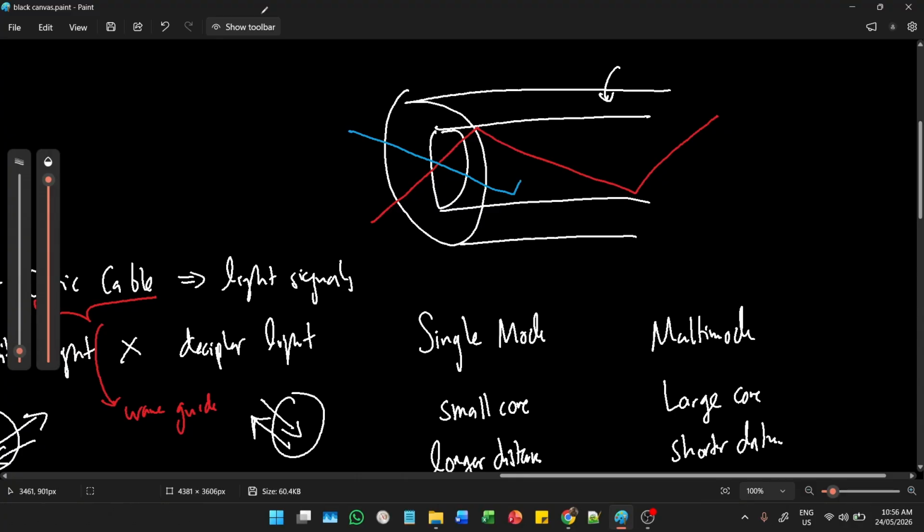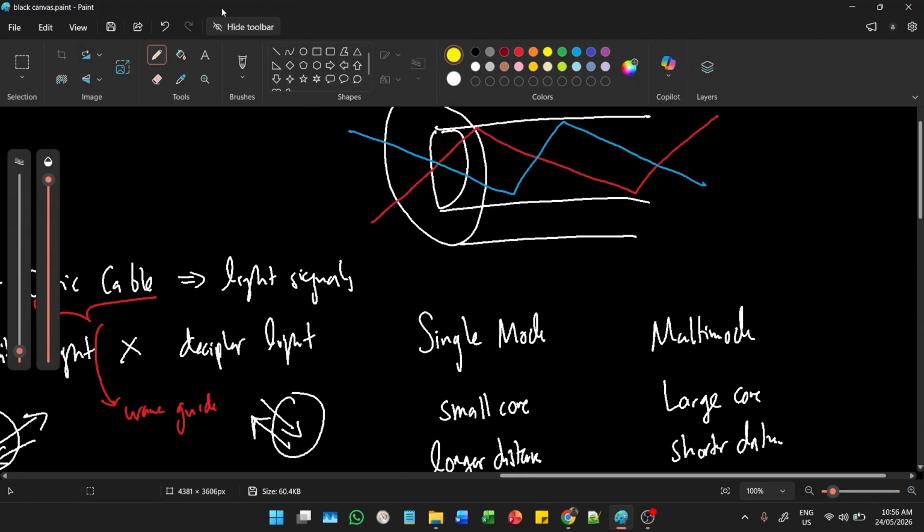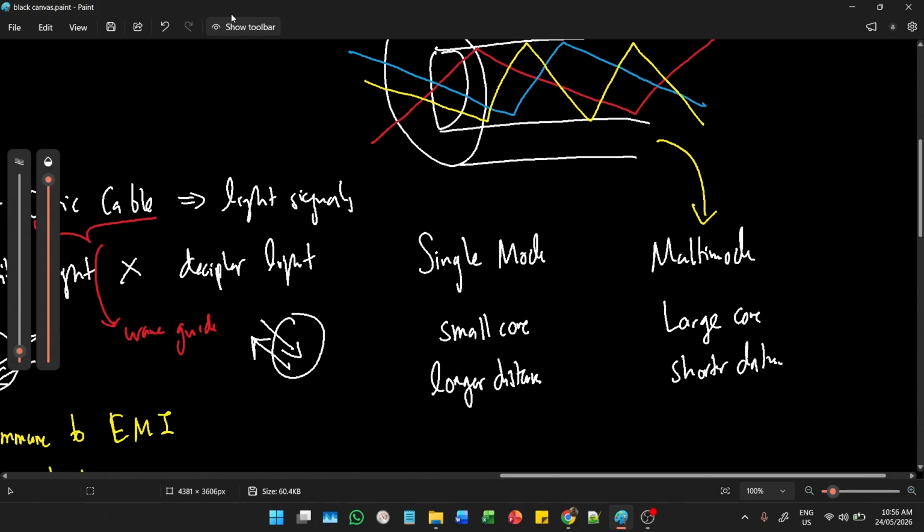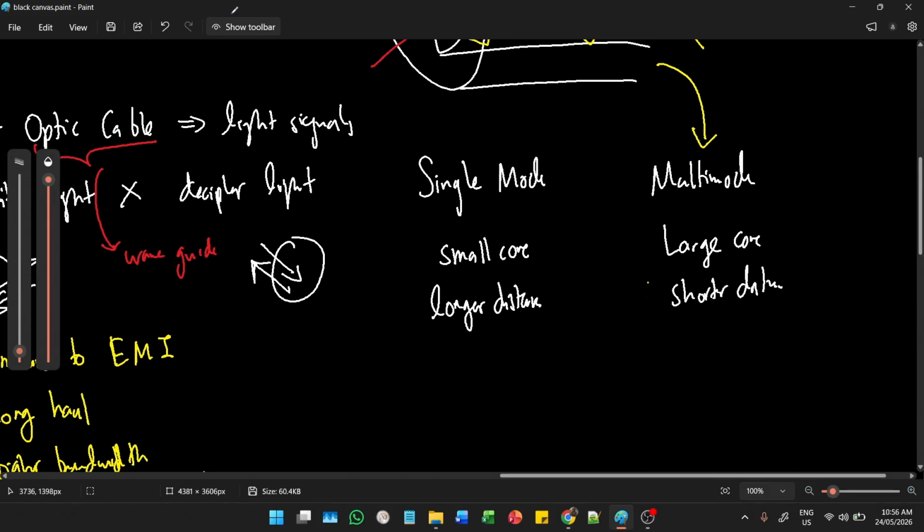Now, what I've drawn here is that we are using multiple signals to be transferred through this, right? This is actually multimode, where it has a bigger core and it uses multiple signals. So that's a very important distinction to make. Multimode has multiple signals. What about single mode? As the name suggests, it uses only one signal, right?